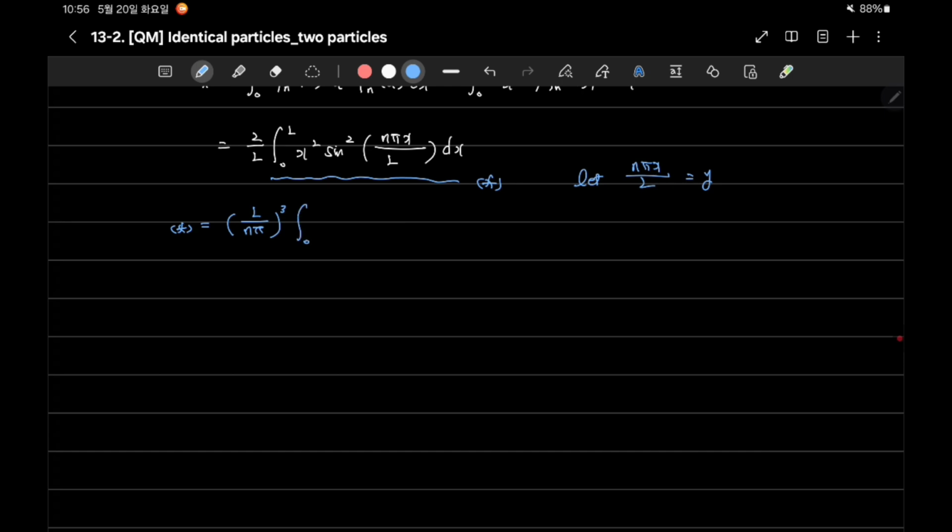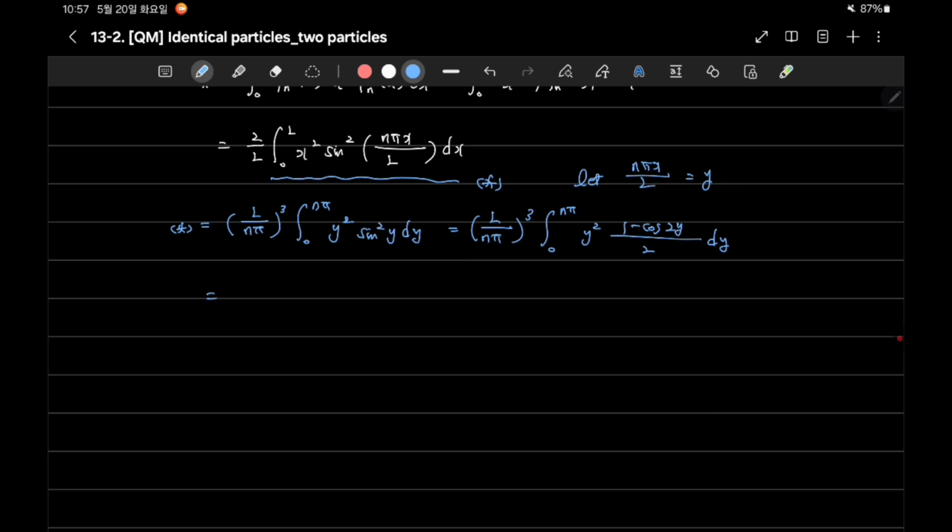The integral from 0: if x equals L, then y is n pi. So it is the integral of y squared sine squared y dy, times L over n pi cubed. Integration from 0 to n pi of y squared times sine squared y, which is 1 minus cosine 2y over 2, dy.